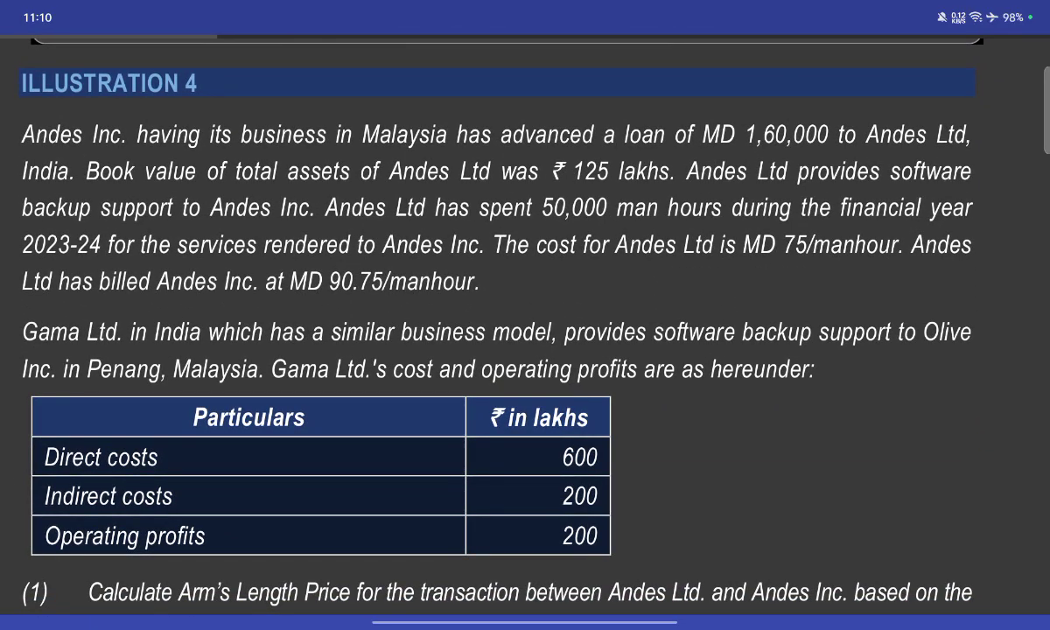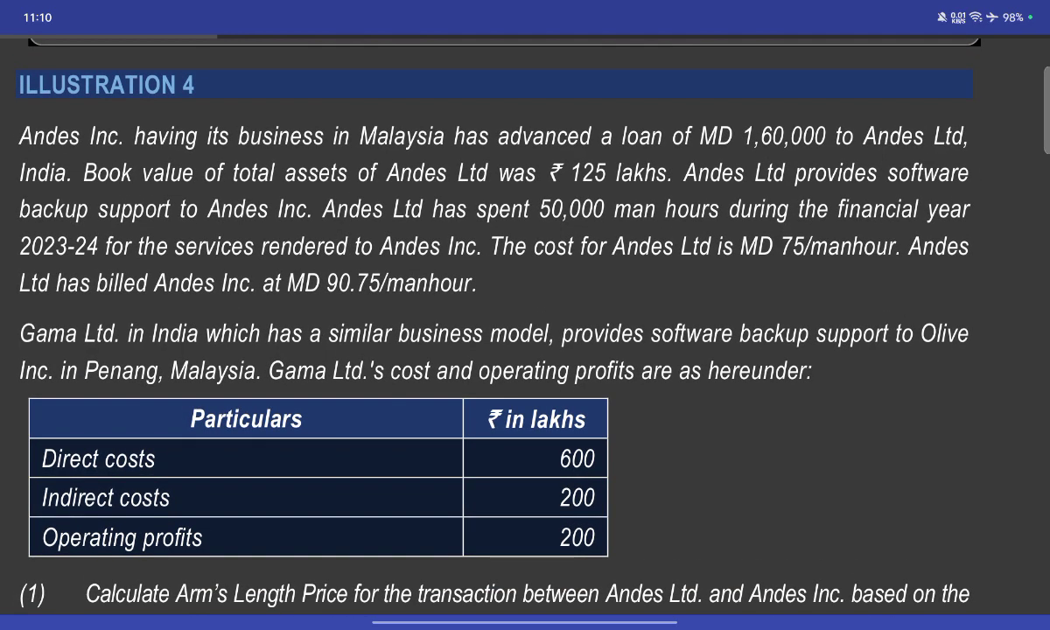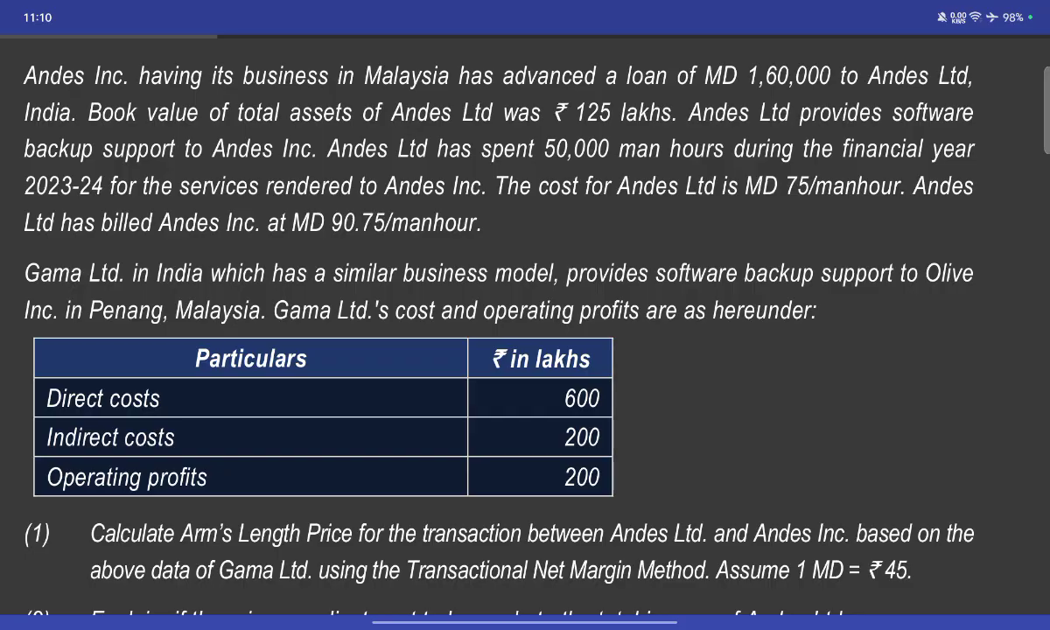Illustration. Andy's INC, having a business in Malaysia, advanced a loan of 160,000 MYR at 1,45,000 to Andy's Limited, India. The book value of the total assets of Andy's Limited is 125 lakhs, and the loan is more than 50% of it. This provides software backup support to Andy's Limited. Andy's INC spent 50,000 man hours during the financial year on services rendered by the agency. The cost is 75 per man hour. So Andy's is billed at 19 per man hour.